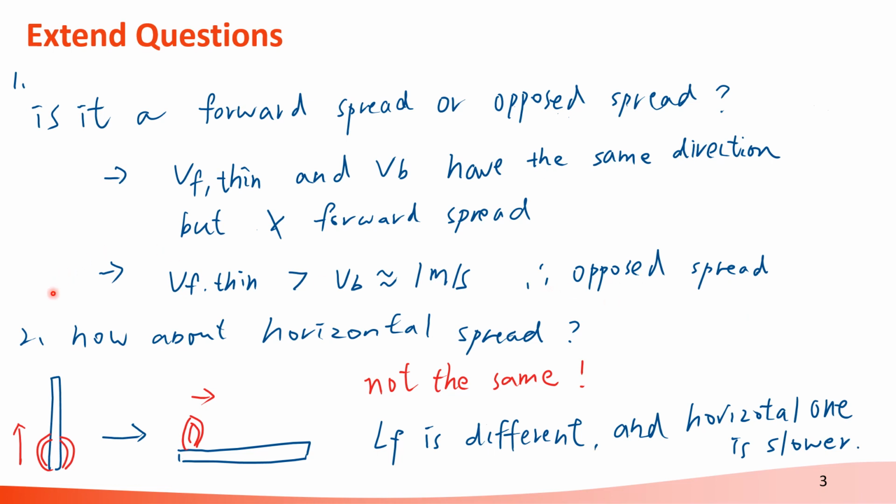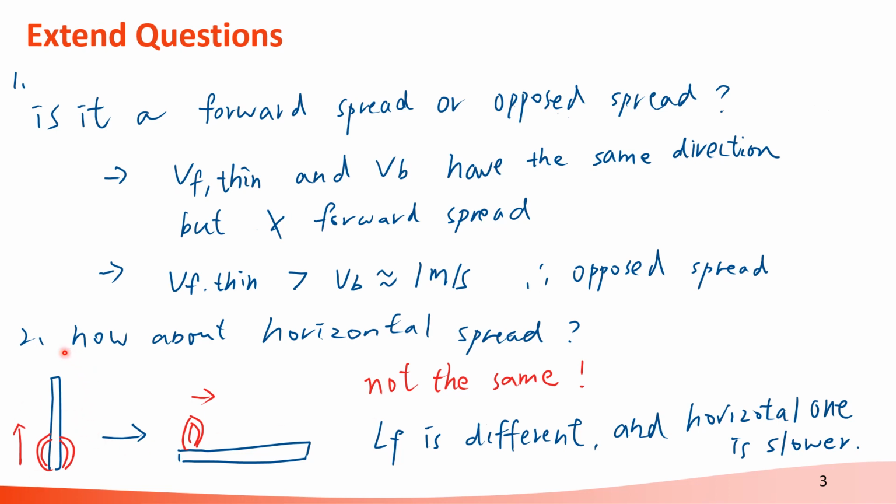Another question is, how about turning the paper from the vertical spread to a horizontal spread, just like that. In our previous question, we had a vertical spread. So how about we turn our paper 90 degrees to a horizontal spread? The calculation equation should be the same, but the answer is not the same. So why? The flame height in these two situations is different.